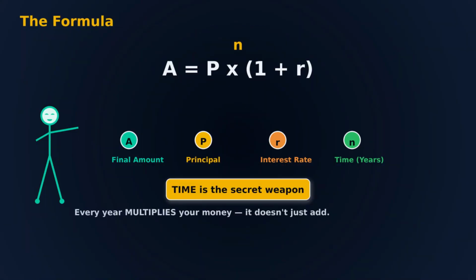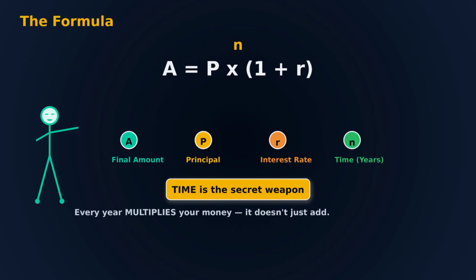The compound interest formula looks like this. A equals P times (1 plus R) to the power of N. Don't worry, it's simpler than it looks. A is your final amount, what you end up with. P is your principal, what you start with. R is your annual interest rate, your return percentage, and N is the number of years. The magic is in that exponent, the N.